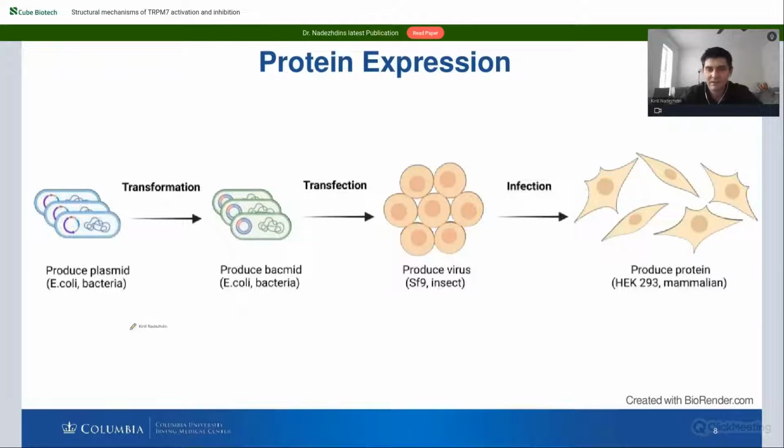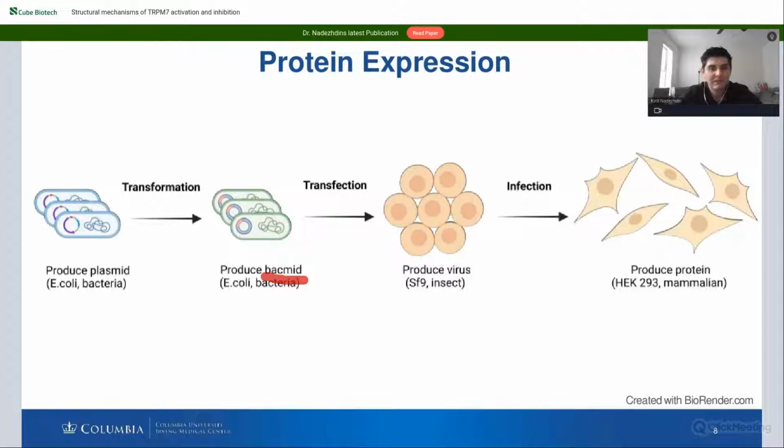We use several cell lines to produce the protein. We use two types of bacteria, and we use insect cells and mammalian HEK cells. First we produce plasmids in E. coli. Then we use a different strain of E. coli to produce bacmids. After that, we use bacmids to transfect Sf9 insect cells to produce baculovirus. Then we harvest this virus and infect HEK cells, and those cells become infected with the virus, and then they can produce the protein on the cell membrane.